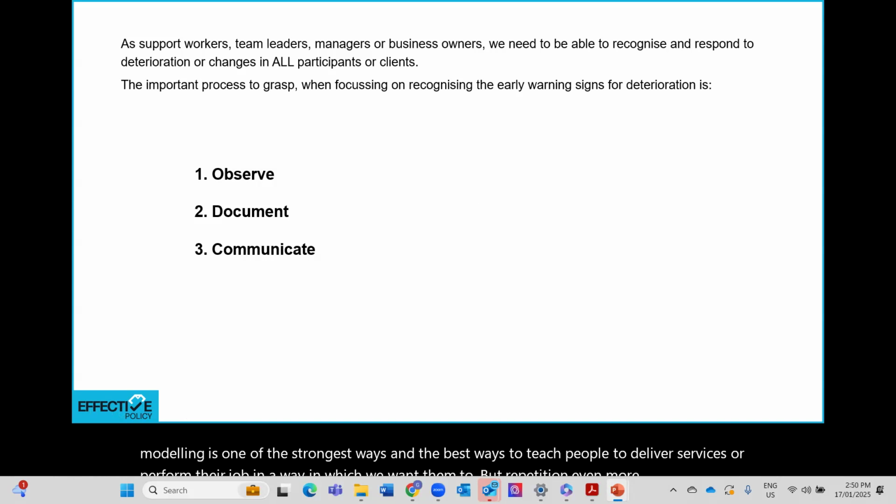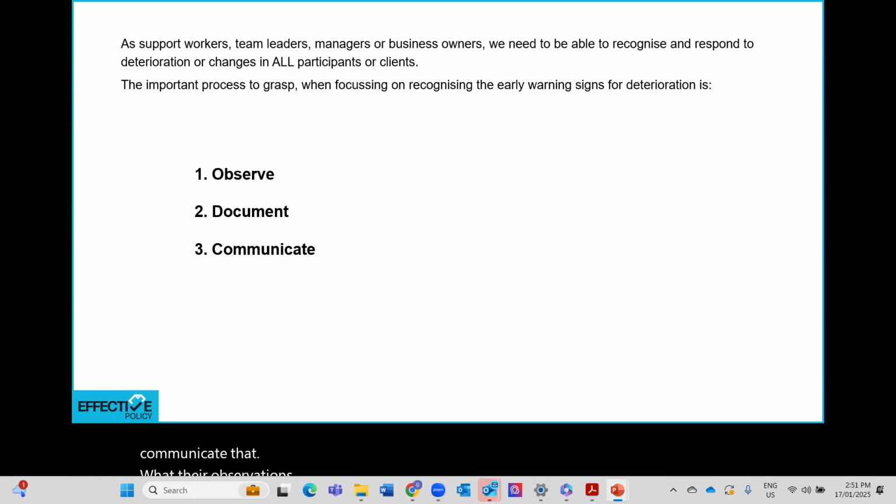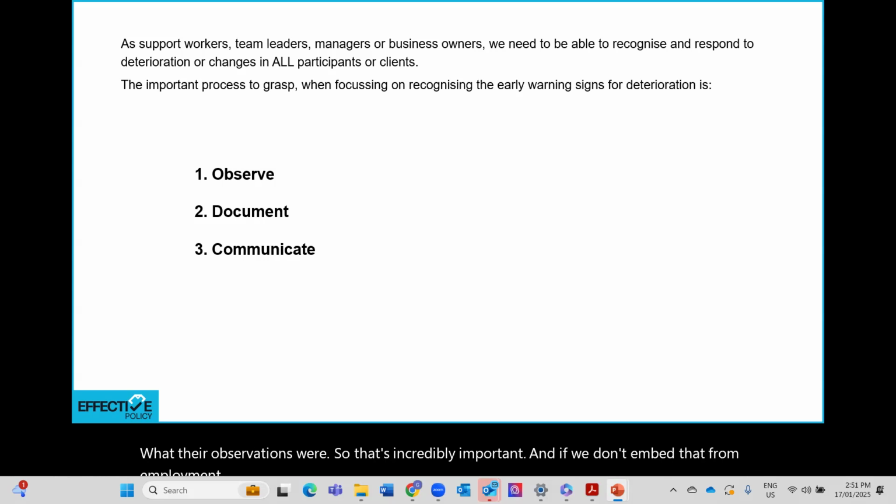So repetition, repetition, repetition, talking about it each time you see them, making it part of your staff meeting language, your supervision language, your day-to-day language when you have interactions. So teaching people that their job is to observe, to document, and then communicate what their observations were. Yeah. So that's incredibly important. And if we don't embed that from employment onwards, then we're not going to see it working in our services.